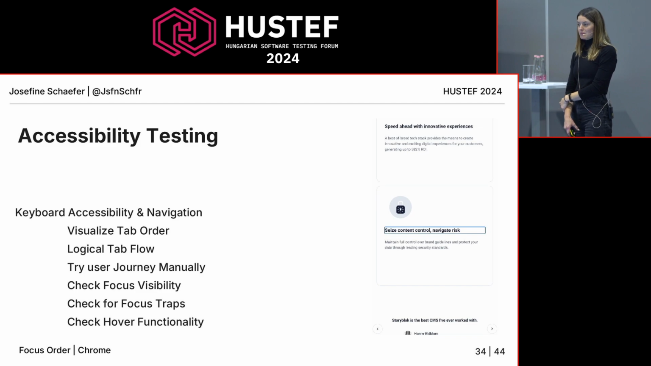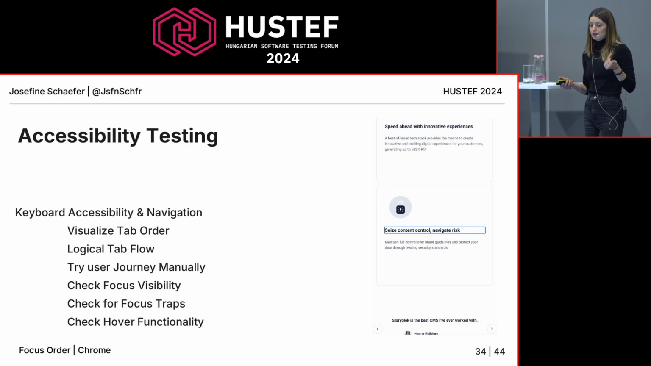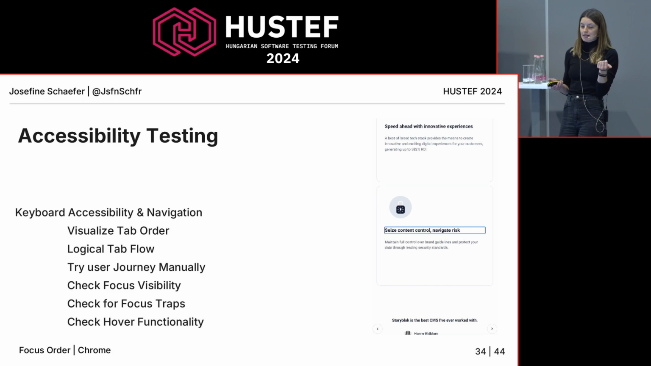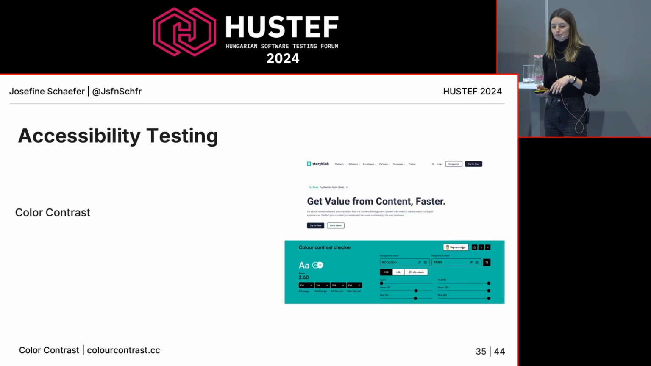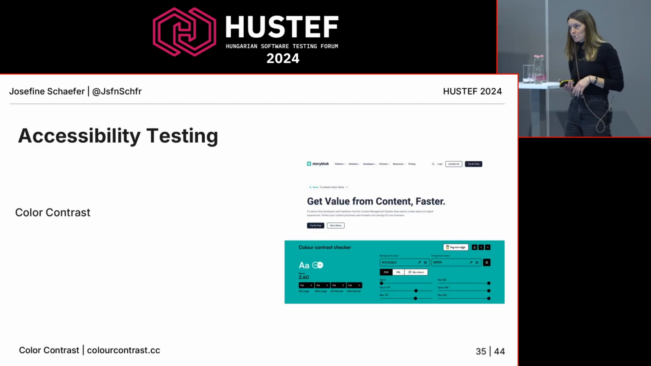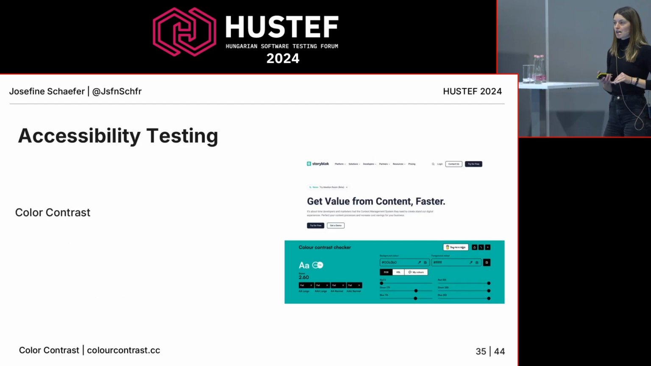We also want to make sure we're not trapping our users. We want to make sure all the functionality that we have with the mouse, we would also have with a keyboard. That includes hover functionalities. And that also means I'm not trapping my user in a modal where they can't get out without a mouse, for example. So the second thing I would look at would be color contrast.